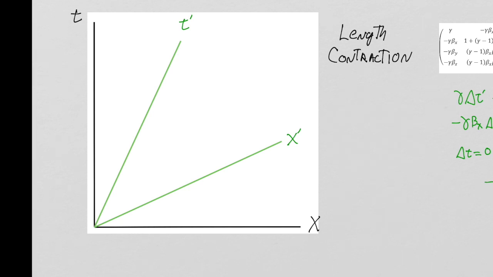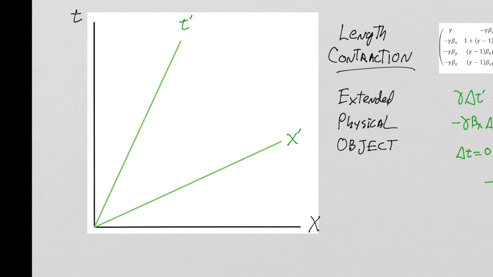To start this discussion, we have to understand that when we're talking about length contraction, we need to be dealing with an extended physical object. For purposes of illustration, we need to use an extended physical object. Length contraction is much more fundamental than that. Literally, space is being contracted, but we're going to demonstrate it with an extended physical object, and somehow that helps us understand that space itself has this property of contracting. Moving rods look short, right?